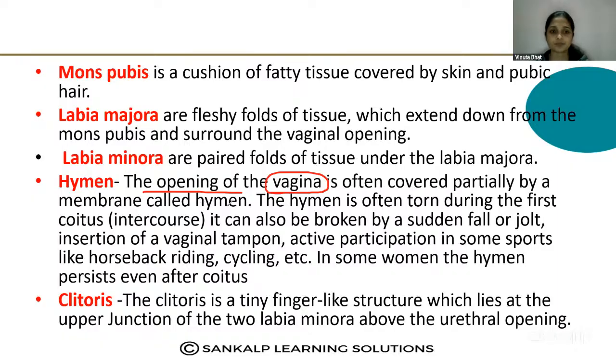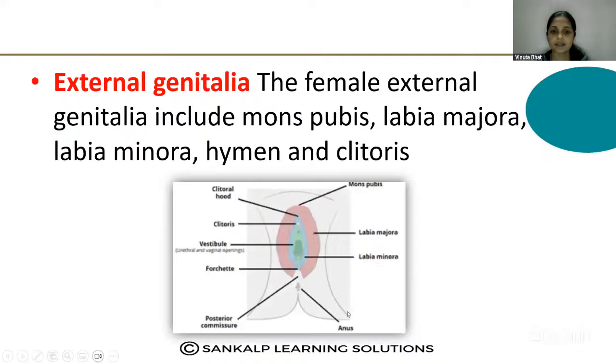Then here, the last one, clitoris. Clitoris is the tiny finger-like structure which lies at the upper junction of the two labia minora and the urethral opening. So here you can see where the structure is present. Here it is present near the two labia minora and the vaginal opening.